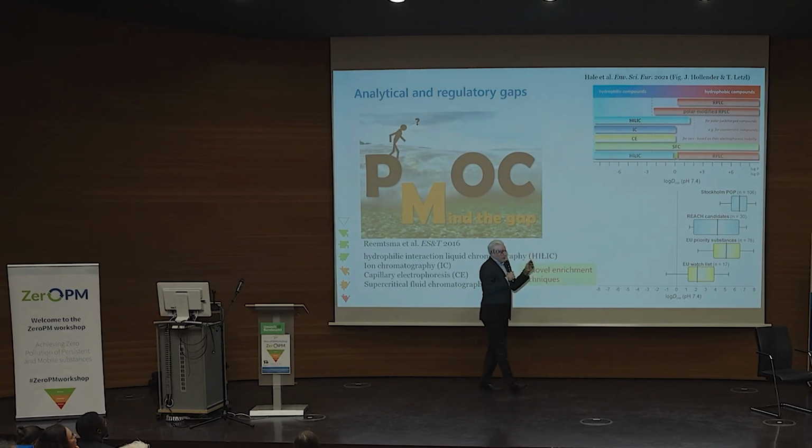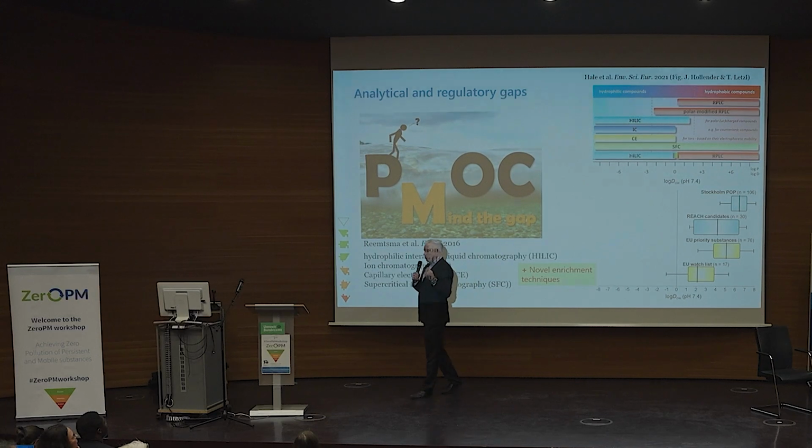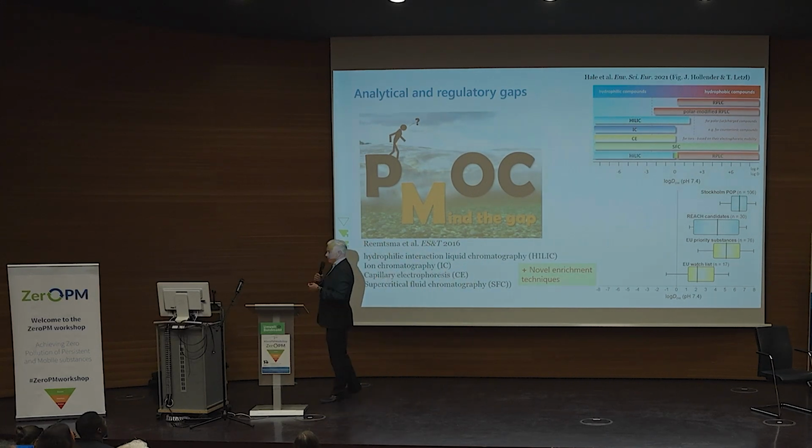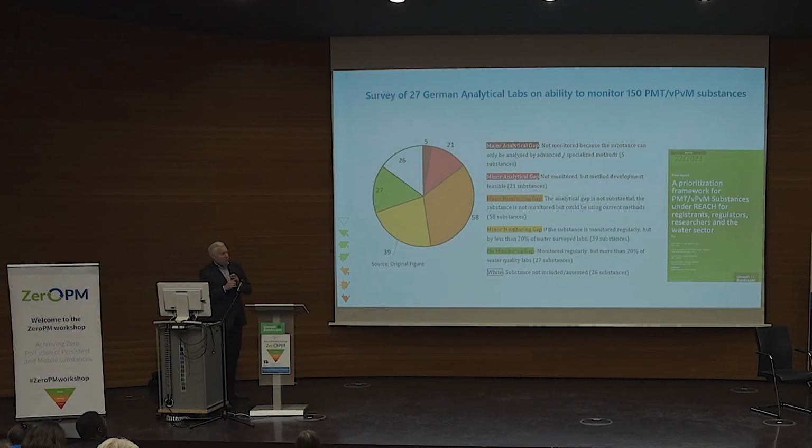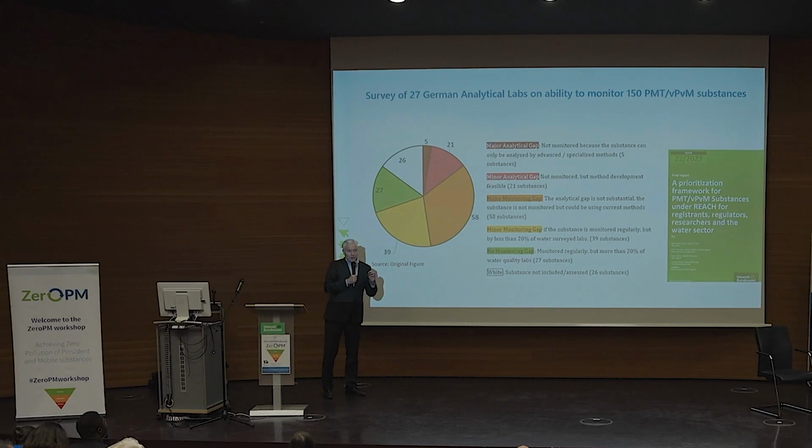But since then, there's been a lot of research into more mobile methods, such as hydrophilic interaction liquid chromatography, ion chromatography, capillary electrophoresis, and supercritical fluid chromatography. Not all of the methods can get all of this mobile chemical space, but they can get some. But we also saw this was important, as was brought up in the presentation this morning by Eric Schmolz, that a lot of these compounds were falling in an analytical and monitoring data gap.